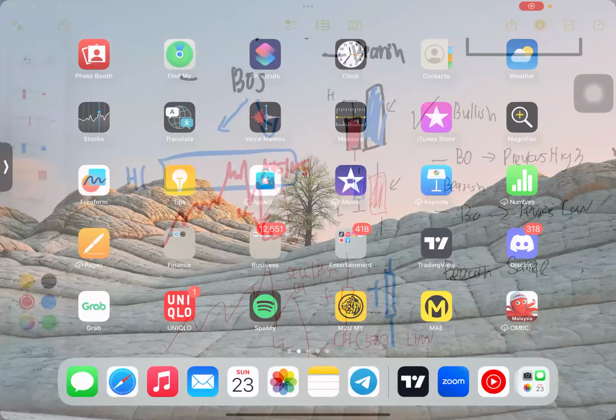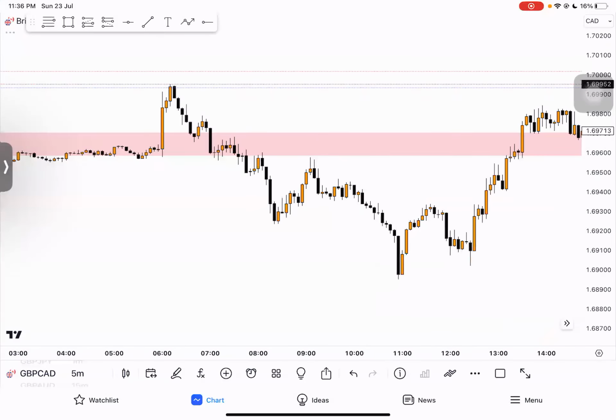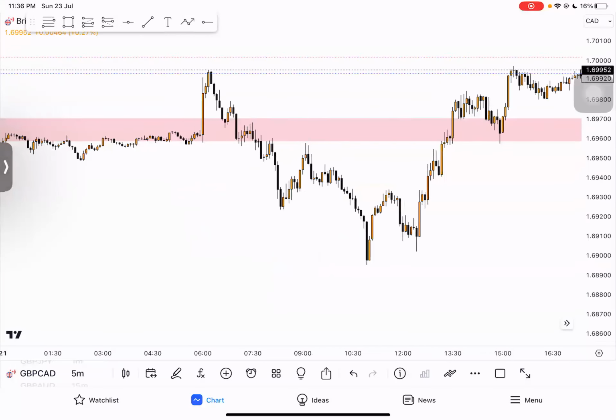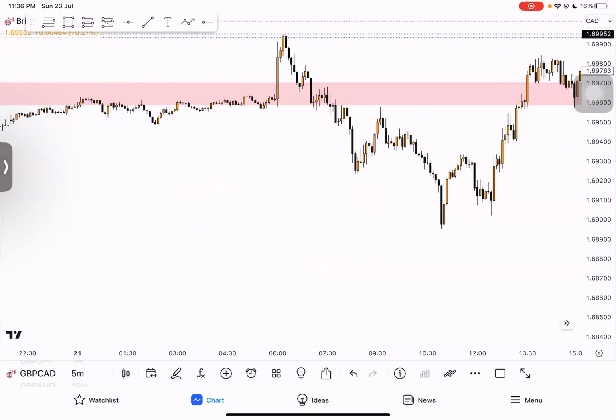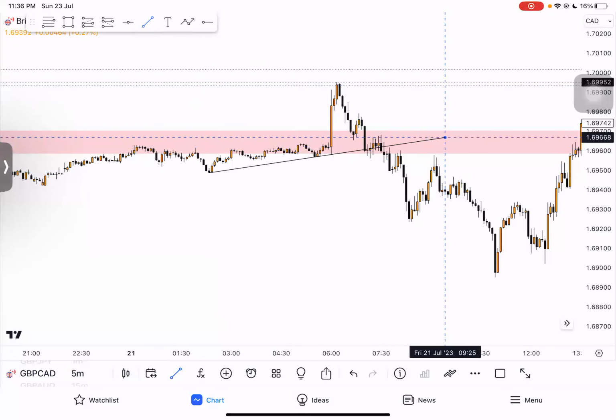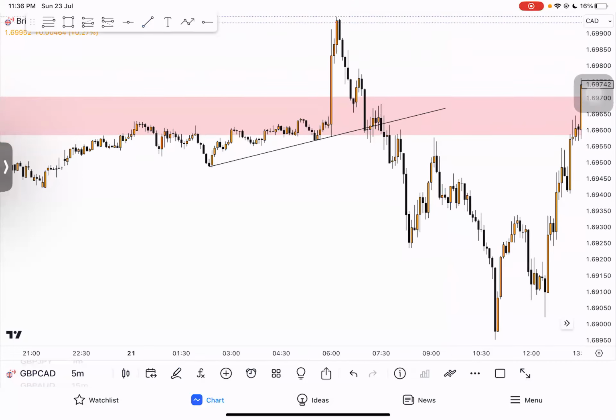Where is the pullback point for the trend line? I'm showing you the trend line. You like trend line, no? Okay, so right here, the pullback point for the trend line. I just use this as an example. Here, you can take the trend line: one touch, two touch, and then breakouts.